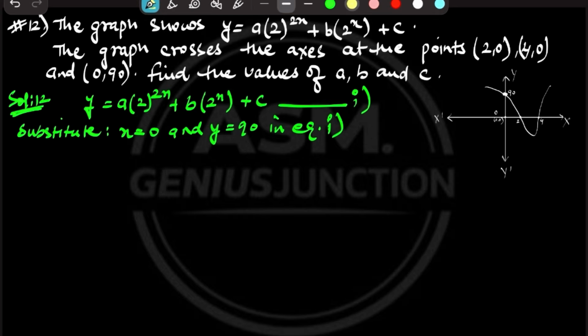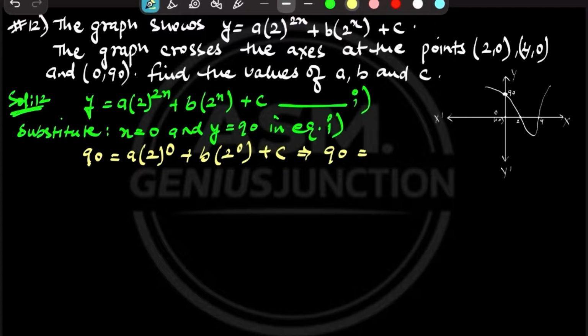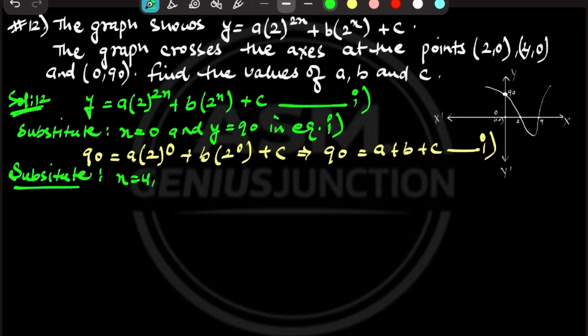Let's see. I will get 90 equals a·2^0 plus b·2^0 plus c. So my equation becomes 90 equals a plus b plus c. This is our equation number 1. Similarly, I will now substitute x equals 4 and y equals 0.